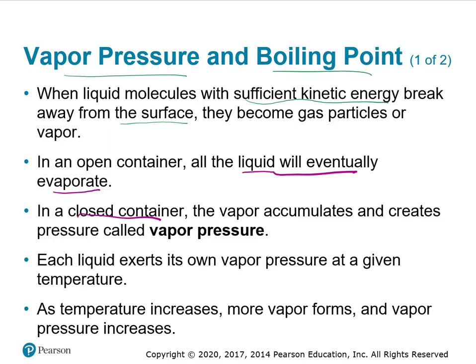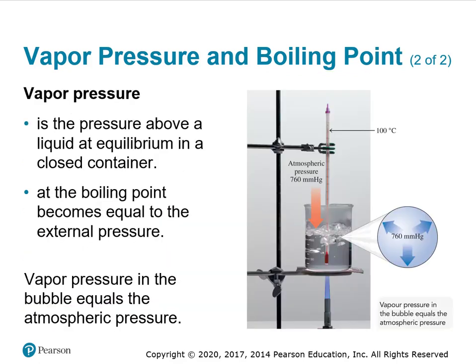In a closed container, the vapor accumulates and creates pressure called vapor pressure. Each liquid exerts its own vapor pressure at a given temperature, and as temperature increases, more vapor forms and vapor pressure increases. Vapor pressure is the pressure above a liquid at equilibrium in a closed container. At the boiling point, it becomes equal to external pressure. Vapor pressure in the bubble creates the atmospheric pressure. Let's look at this picture. We can see that our atmospheric pressure is 760 millimeters of mercury, and we're at boiling point here.